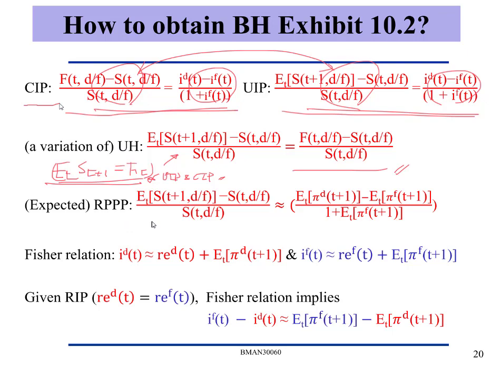And from the derivation of RIP, I mentioned that this means the expected version of relative PPP. So we first write down relative PPP, and if you take the conditional expectation on that, we get this expression.